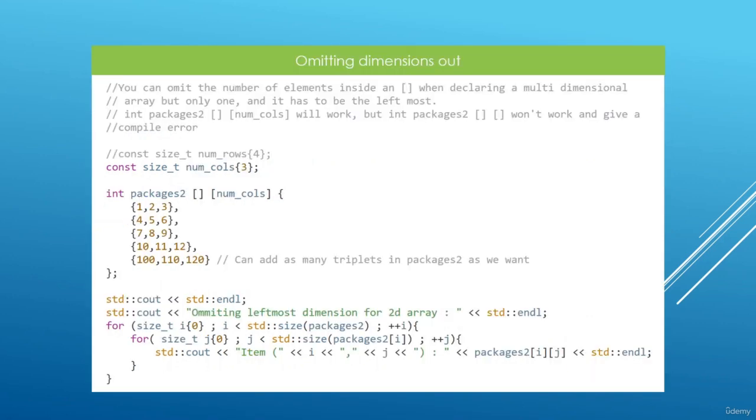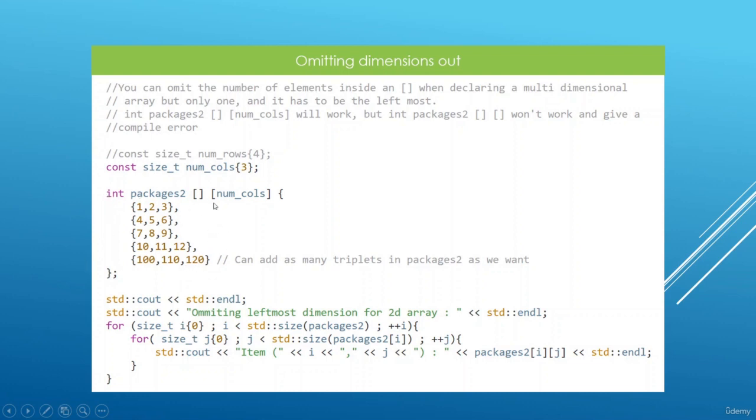Another thing you can do is omit dimensions if you are declaring your array. For example, here we have a 2D array. We can omit the first dimension here and let the compiler deduce it. One thing you cannot do though is omit all the dimensions, because then the compiler doesn't really have a way to deduce your dimensions. Here the compiler is able to deduce the first dimension because it can count the things we have in there.